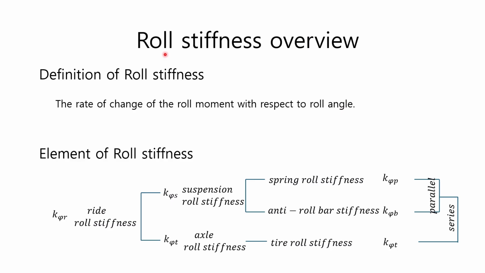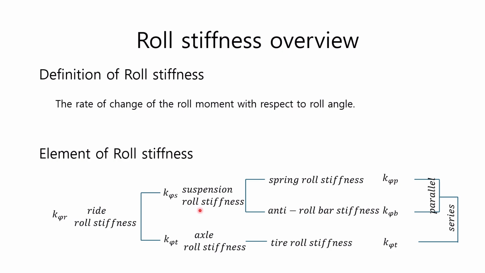Let's first look at the overall overview of roll stiffness. Roll stiffness is defined as the change in roll moment with respect to the roll angle. The roll stiffness of a sprung object is largely composed of 3 components. These are the roll stiffness by the spring, the roll stiffness by the anti-roll bar, and finally the roll stiffness by the tire. The spring and the anti-roll bar are the components that connect the suspension link and the sprung object, and the roll stiffness they generate is connected in parallel with each other. The roll stiffness that is the sum of these two is called the suspension roll stiffness.